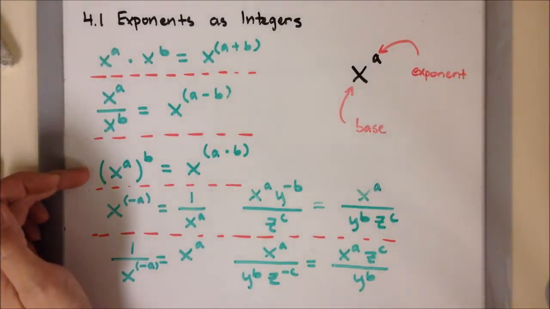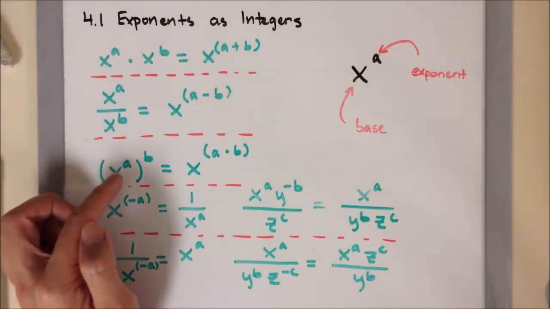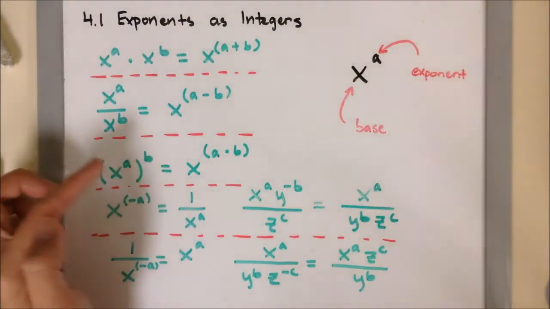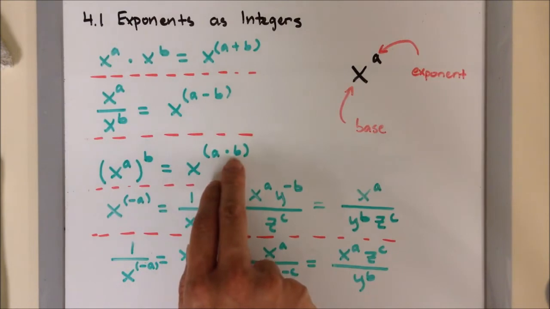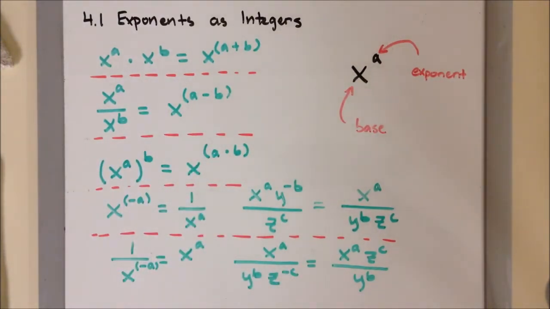And the third law of exponents: when it's x to the power a being raised by another exponent, just like this, meaning you have an exponent outside the parenthesis, that means you're actually going to multiply the exponents. So this is the only case where you multiply exponents.